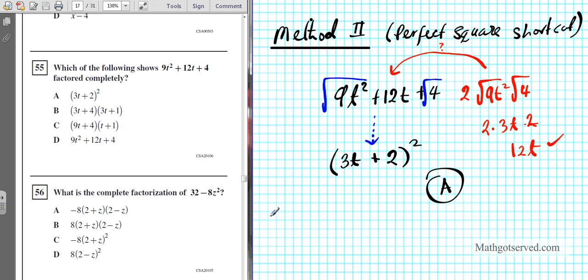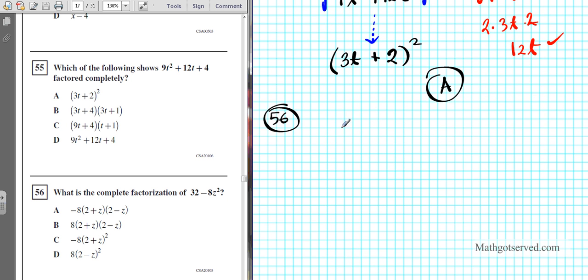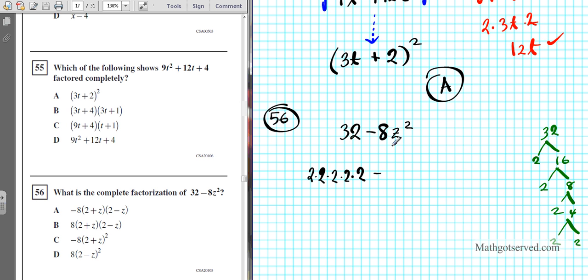All right, let's move on to the next question, question 56. We're asked to factor 32 minus 8z squared. So first thing we're going to do, let's decompose this completely. 32, let's use a factor tree to break down 32. 32 is 2 times 16. And 16, 2 goes into 16 8 times, and then 2 goes into 8 4 times, and then 2 goes into 4 2 times. So it's 2 to the 5th power. So 32 is, actually, let's write it as 2 times 2 times 2 times 2 times 2, 5 2's. And then 8, you notice 8 here is 3 2's, so 8 is 2 times 2 times 2 times z squared.